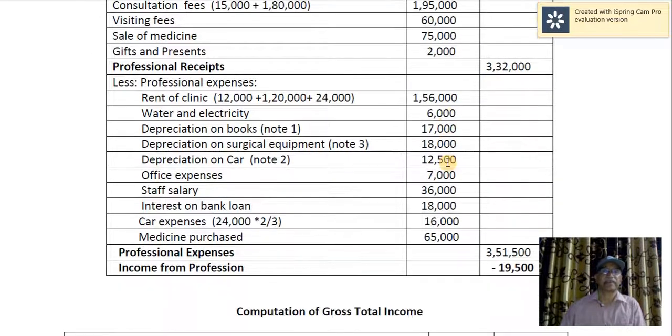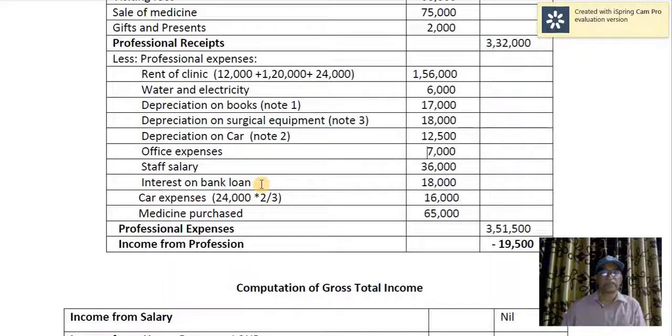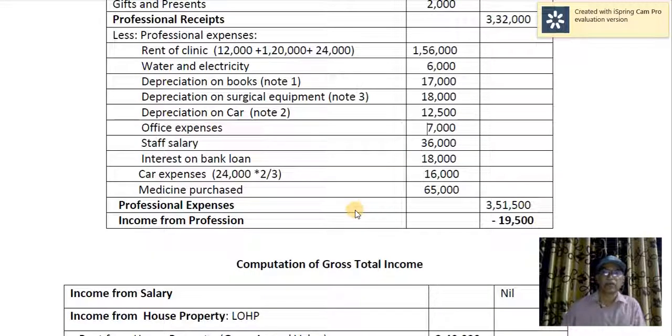Professional expenses. Rent of clinic, all the 3 years expenses paid on payment basis, that is taken, 1,56,000. Water and electricity, professional expense. Depreciation on books, on surgical equipment, and on car, notes have already been given earlier. Office expenses, 7,000 should be taken. Office salary is also an item of professional expense. Interest on bank loan, it's clearly mentioned the bank loan is for professional purpose, so it should be taken. Car expenses, only 2/3 of 24,000 is taken. Medicine purchase 65,000. Together, professional expenses are 3,51,500.